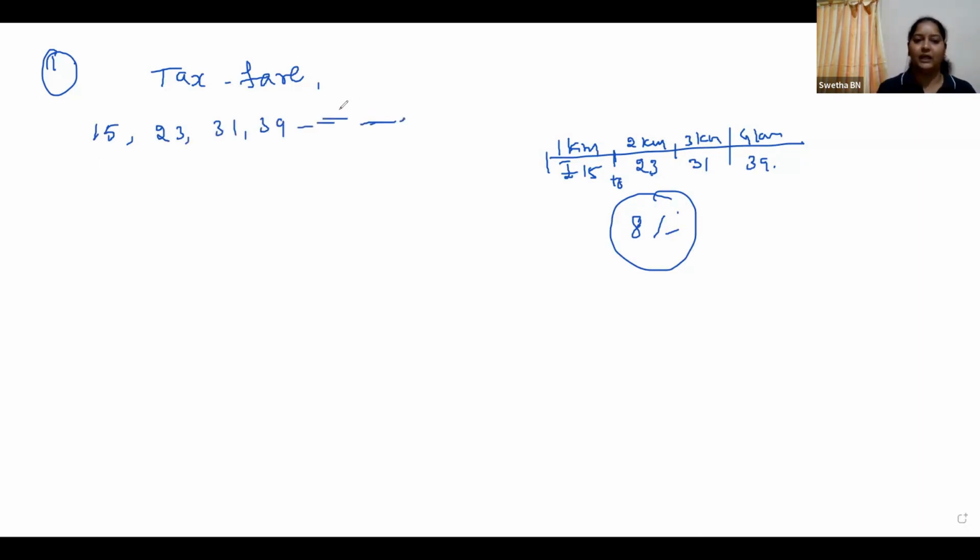Are the numbers in arithmetic progression? Yes, ma'am, because it has common difference 8. So it forms an AP because every next term is 8 more than the preceding term. You just had to say whether it is in arithmetic progression or not. So the first question is yes.